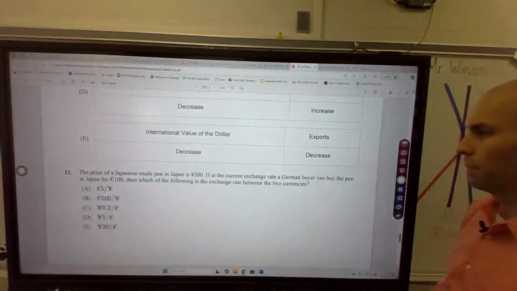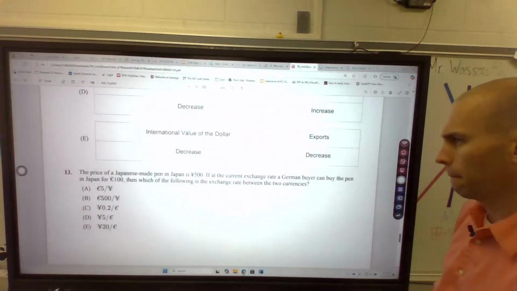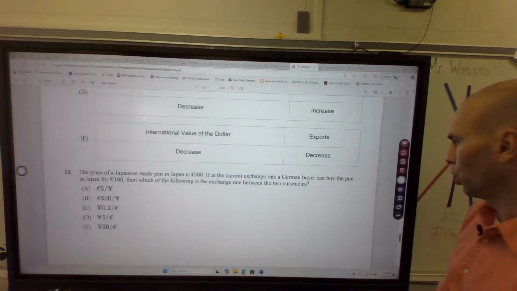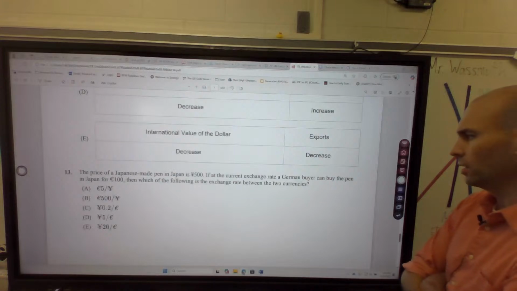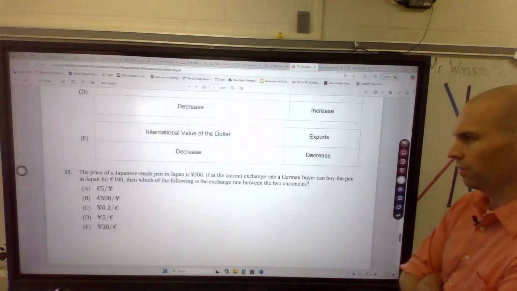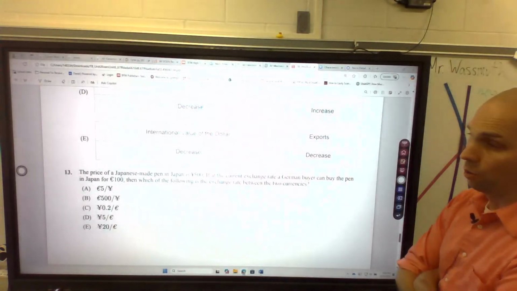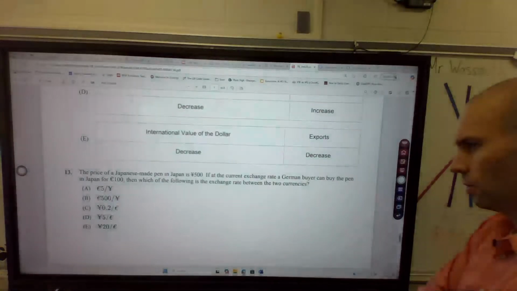The price of a Japanese-made pen in Japan is 500 yen. If at the current exchange rate a German buyer can buy the pen in Japan for 100 euros, then the exchange rate between the two currencies is 5 yen to 1 euro. No, 5 yen to a euro, yeah.